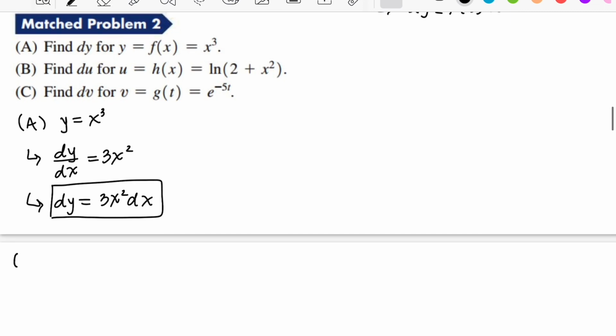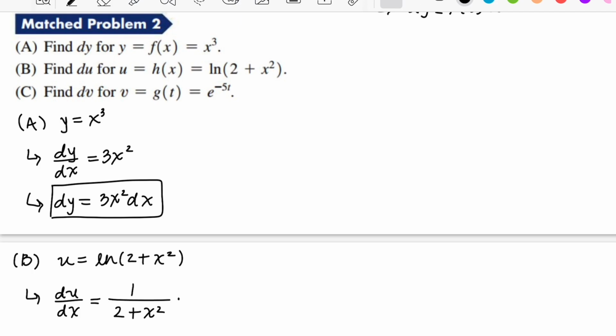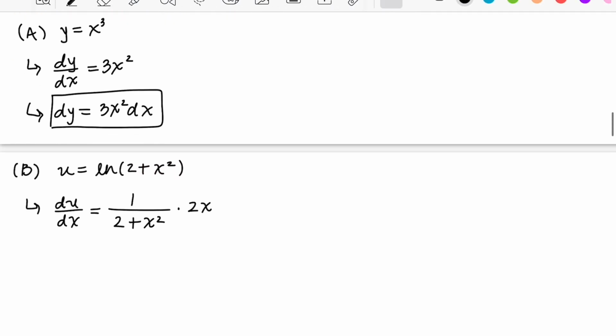Similarly, for b here, we want to find du, given u is equal to ln of 2 plus x squared. So we're going to take the derivative of u with respect to x, and here we're going to use our chain rule. So we're going to take the derivative of this evaluated at our inside function. So that'll be 1 over 2 plus x squared, and then we're going to multiply it by the derivative of our inside function, which is going to be 2x. Then multiplying both sides by dx, we're going to get that du is equal to 2x over 2 plus x squared times dx.